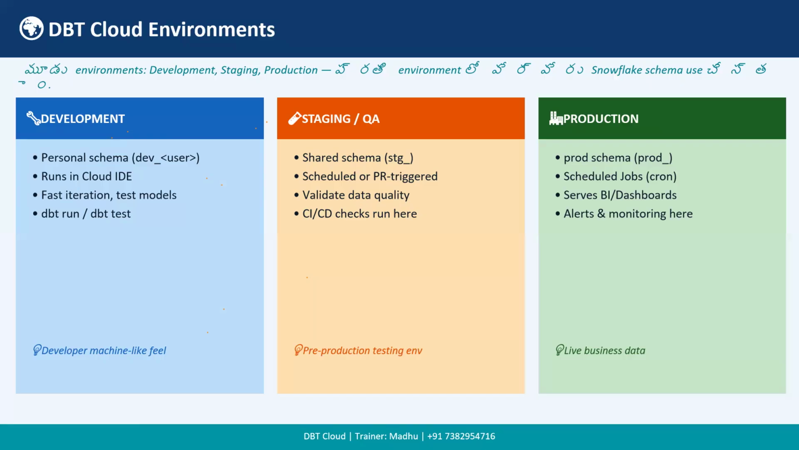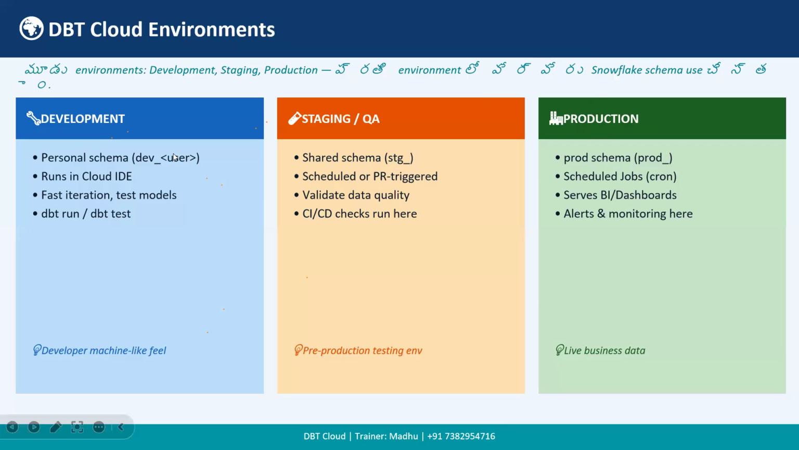Development: each developer gets their own schema, underscore username. Then you can do your task freely. Staging, or you can call it QA or shared environment, where CI tests run when you open a pull request. And production is the real thing: scheduled jobs on live data, so Power BI dashboards. Never run untested code directly in production.